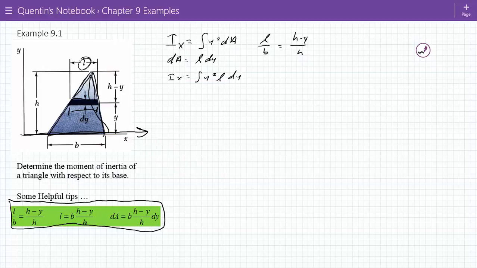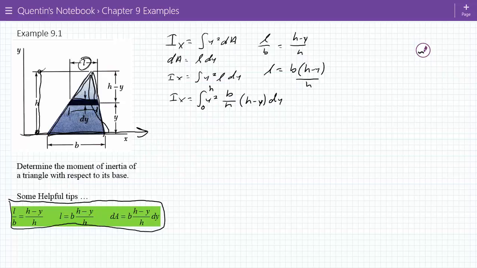Okay, so let's go through and figure that out. We want to replace L. So L is equal to B times h minus y, all over h. Therefore, Ix is the integral of y squared times L, which is B over h times h minus y, all that times dy. And what are we integrating from? Well, since it's a horizontal strip, we're going from 0 to h.